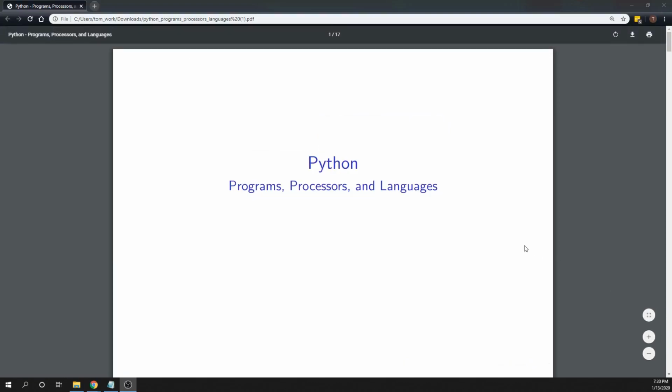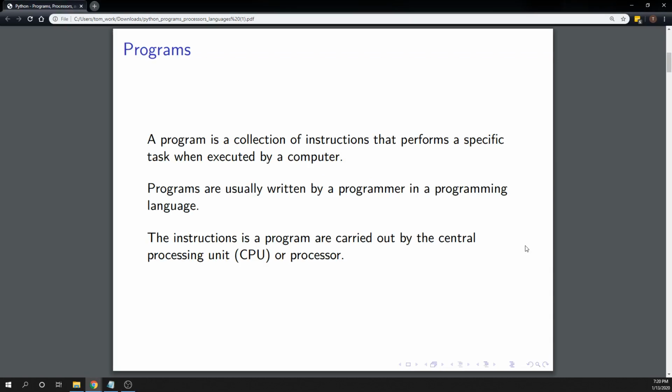All right, in this video, we're going to talk about programs, processors, and languages. A program is just a collection of instructions that performs a specific task when executed by a computer. Programs are usually written by a programmer in a programming language, and then the instructions are carried out by the central processing unit or CPU.